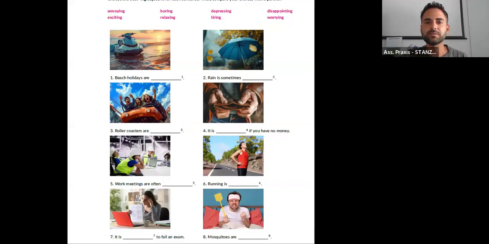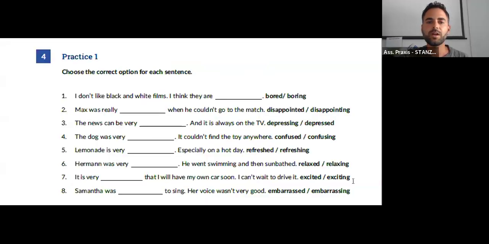Okay, very nice. Okay, now let's try the following exercise. I'm going to give you a couple of minutes to try and complete the exercise. Choose the correct option for each sentence. We have 8 sentences. For each sentence, we have the same root for a similar adjective. So for example, number 1, we have bored or boring.